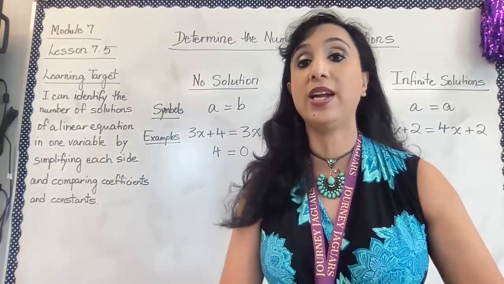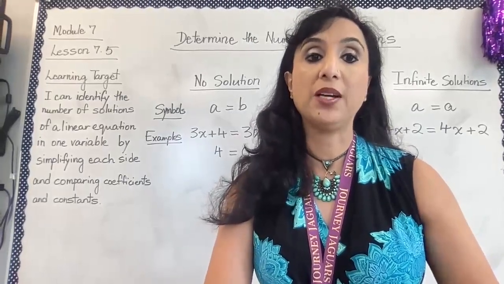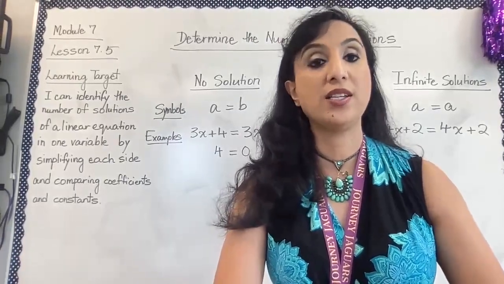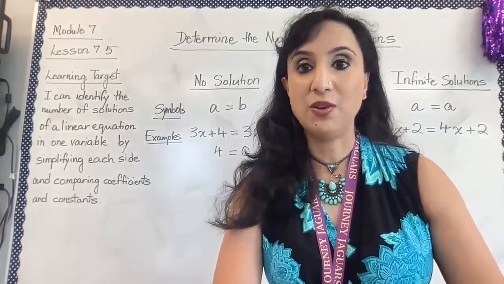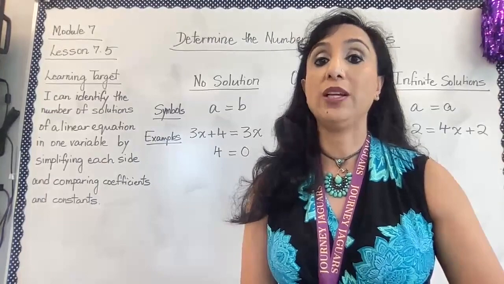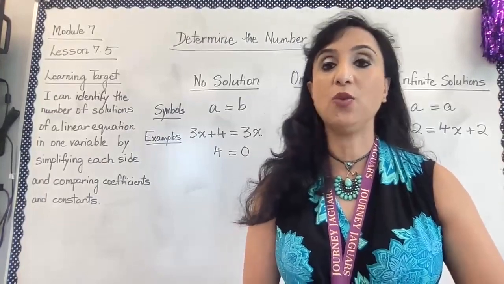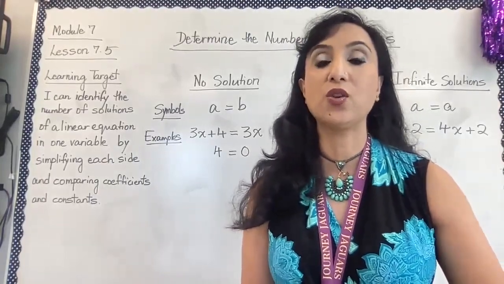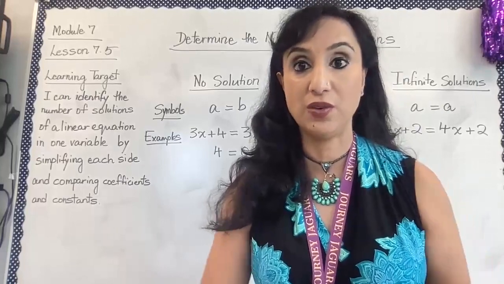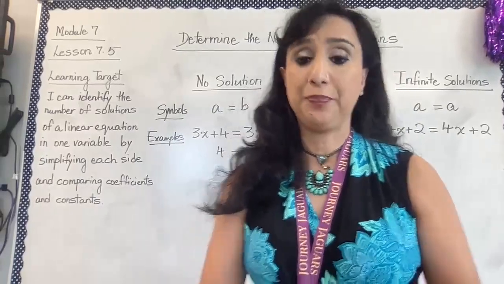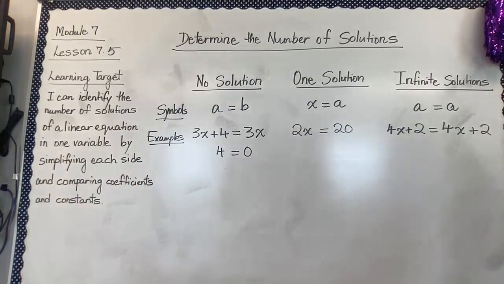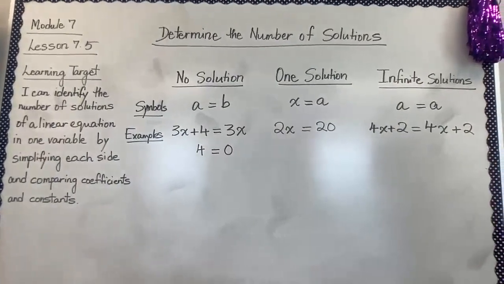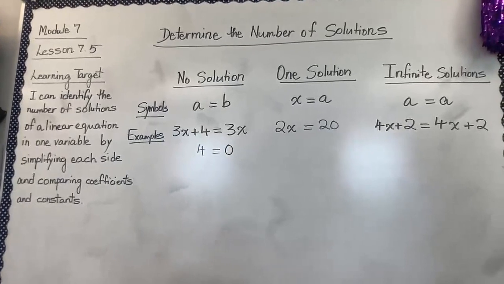Okay, so just by looking at an equation and comparing those coefficients and constants, we can identify how many solutions there are going to be, whether there are going to be no solutions, one solution, or an infinite number of solutions. I've got some examples set up on the board over here, and I'll put this like this so you all can see.